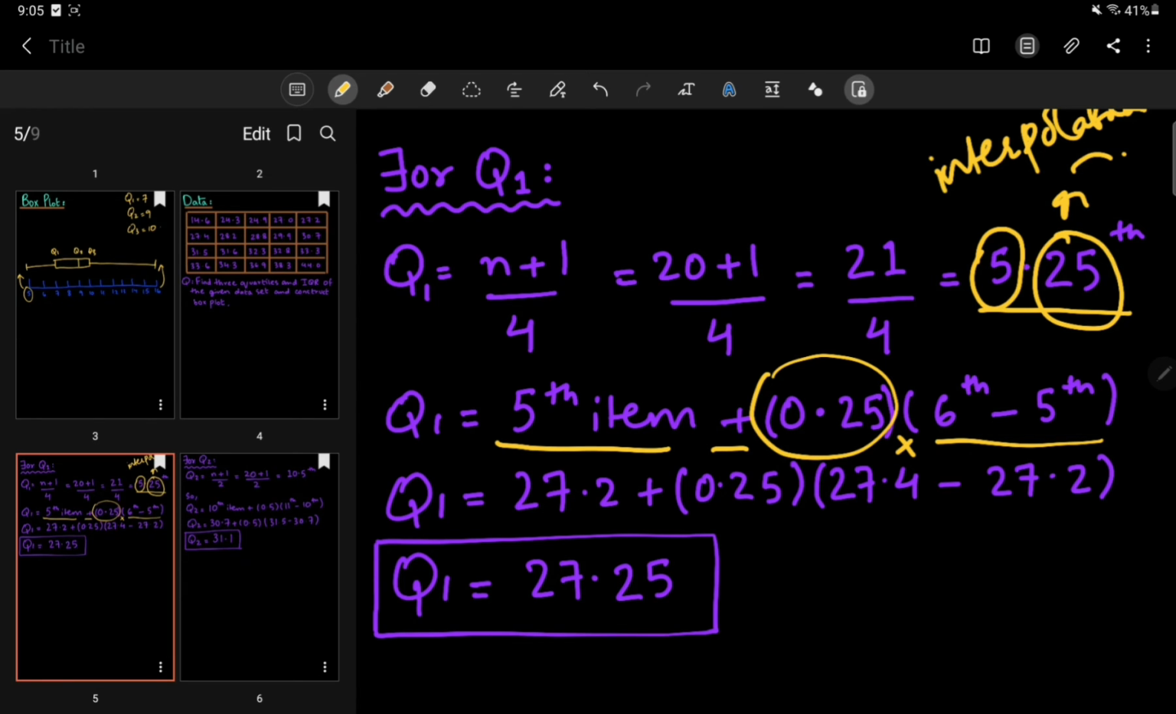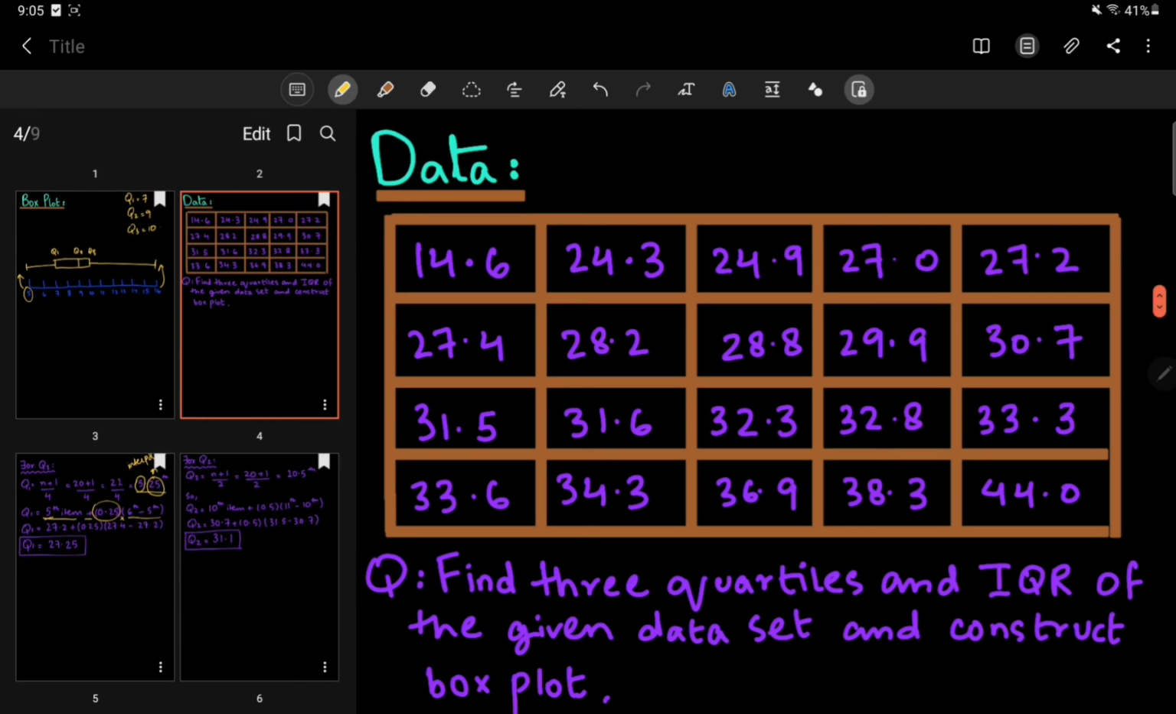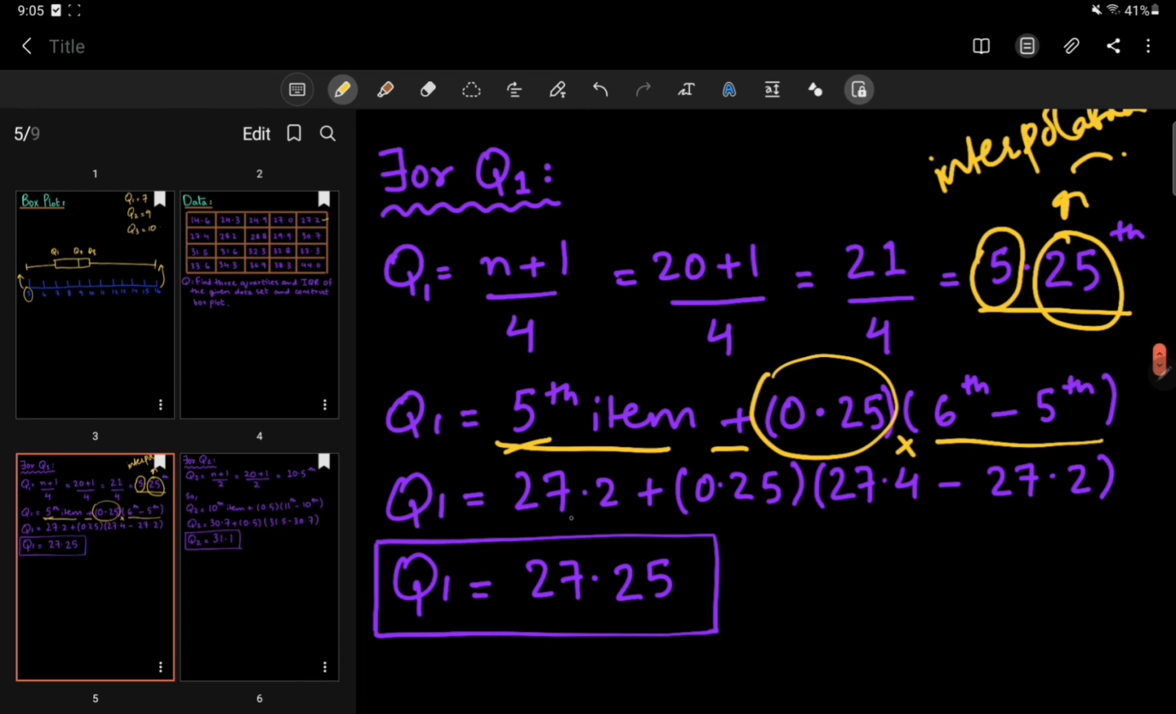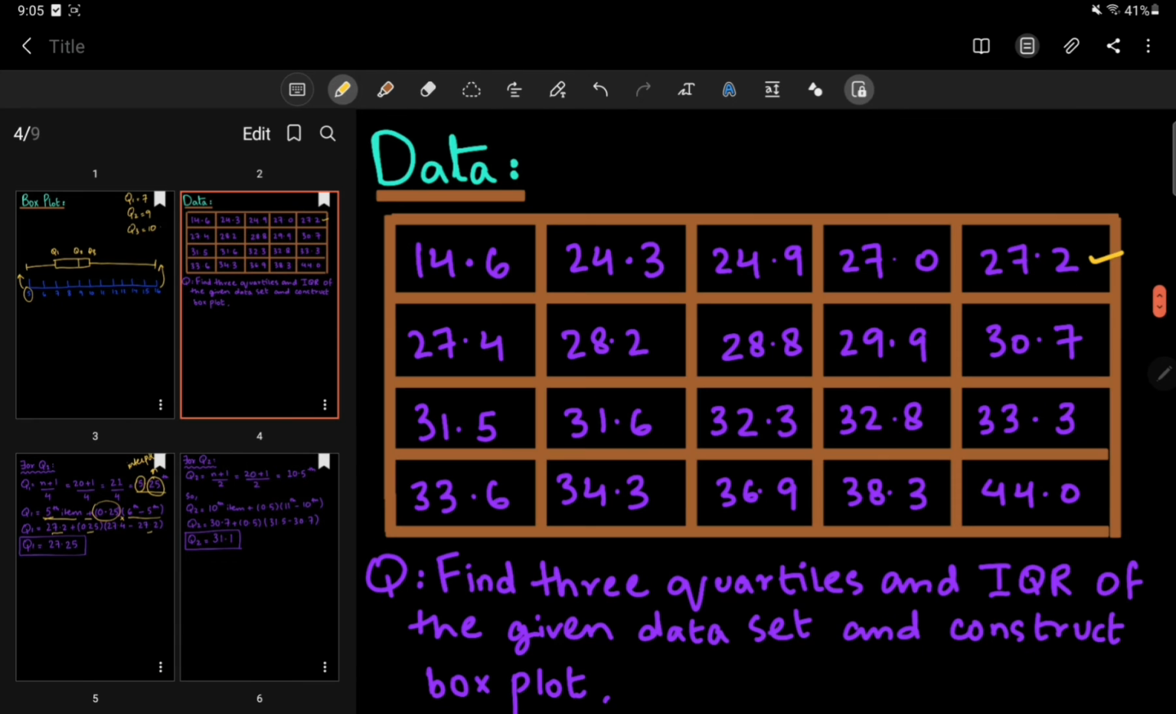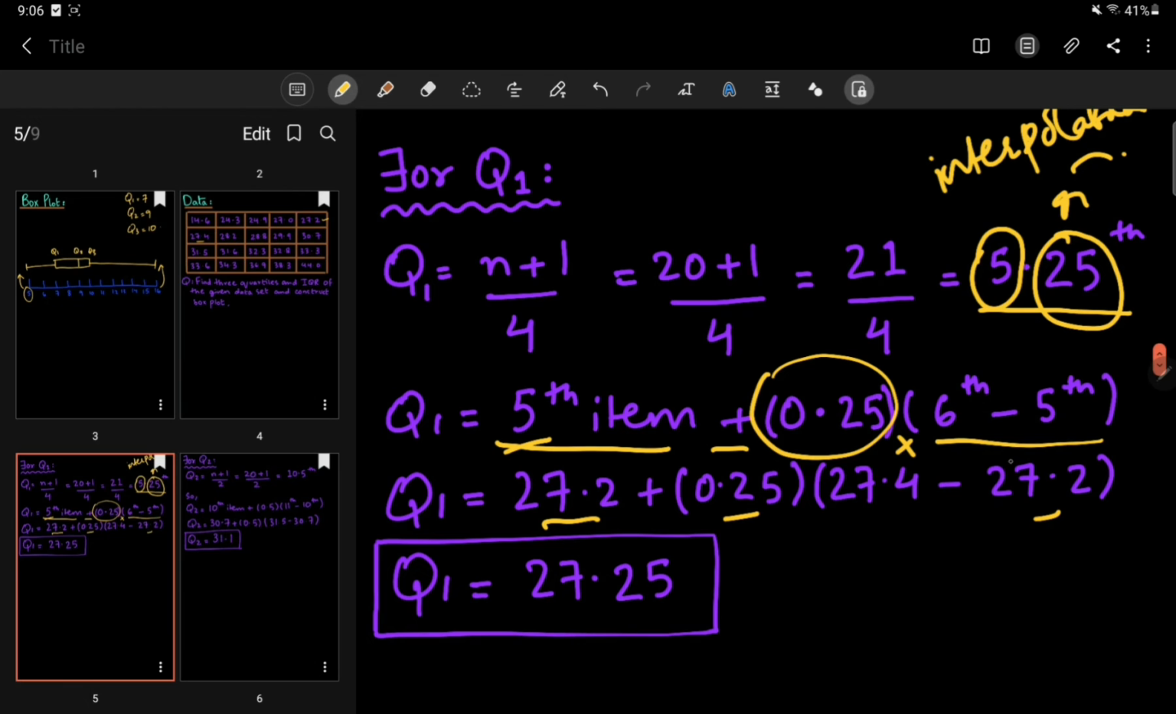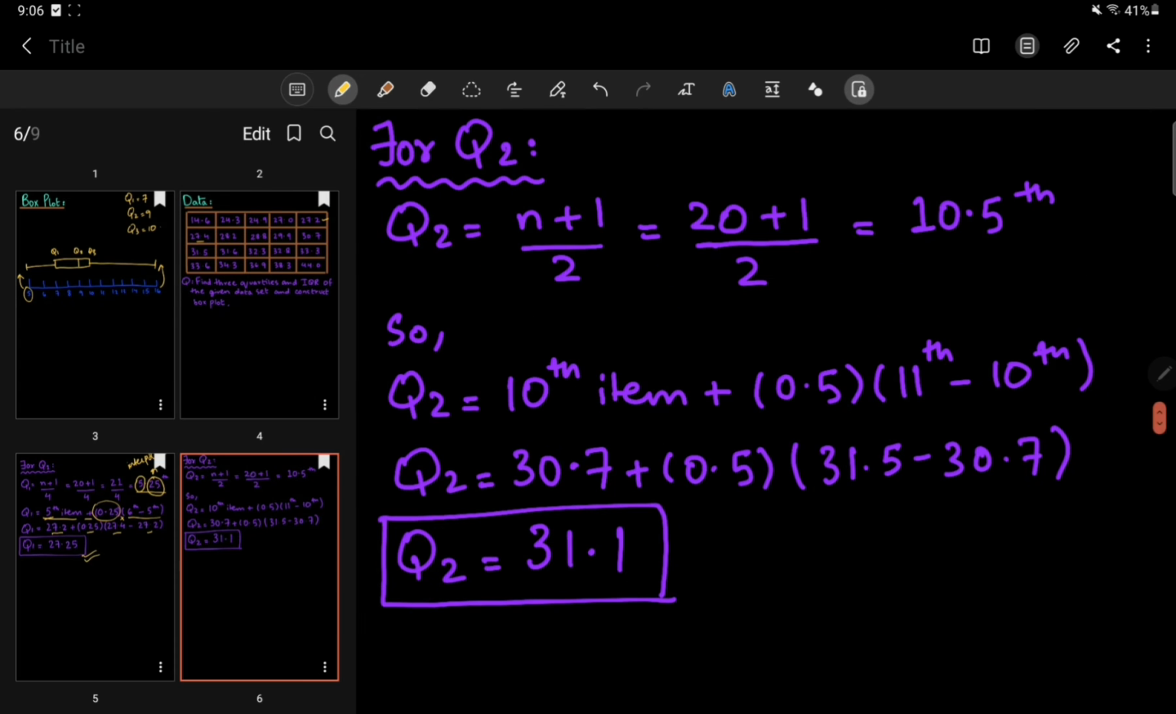So we just have to write the values of the numbers here. The 5th item value is 27.2, so we write it here, and we have 0.25 multiplied by the difference. And what is the 6th value? The 6th value is 27.4, so we write it here, and eventually we got the answer 27.25. This is for quartile 1.